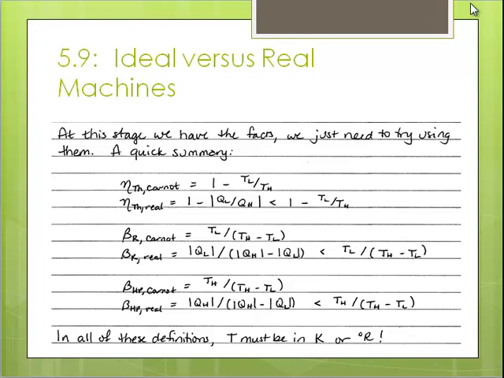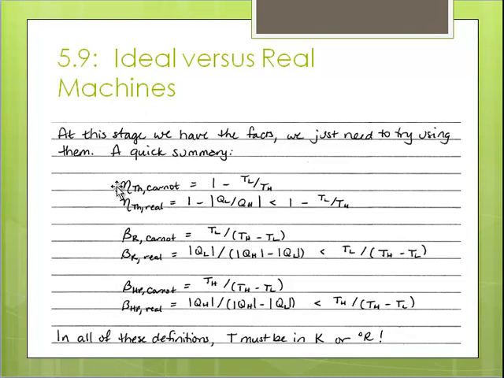All right, in our final video for Chapter 5, we're going to look at ideal versus real machines. To summarize the formulas that we've developed in this chapter, we have formulas for real engines and Carnot or reversible engines. We'll use Carnot and reversible interchangeably. And the same goes for refrigerators, or if we choose to operate it as a heat pump.